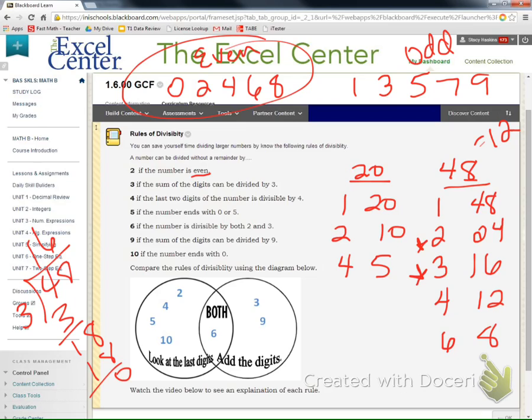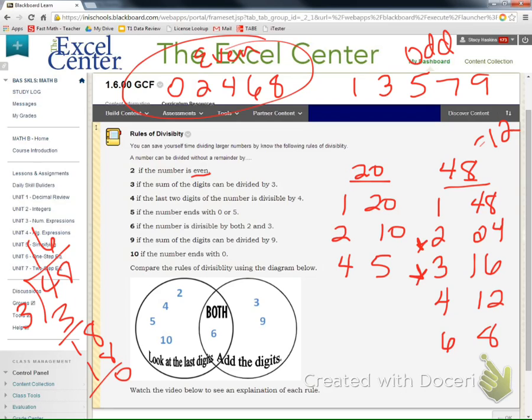So these rules, 2, 3, 4, are the rules that you're going to be using every time you are trying to find your greatest common factor, which eventually is what you're going to have to do to reduce fractions later. Just a quick comparison of these rules.